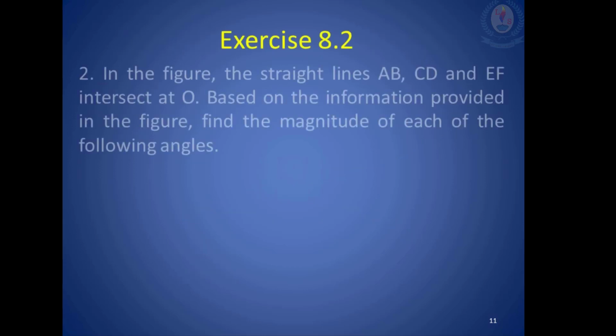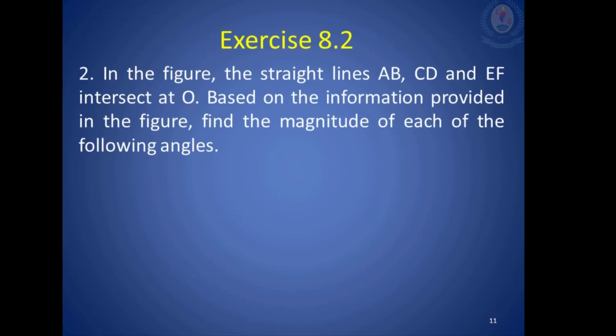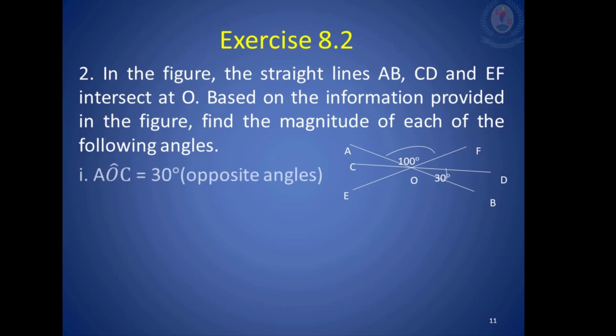Exercise 8.2, question number 2. In the figure, the straight lines AB, CD and EF intersect at O. Based on the information provided in the figure, find the magnitude of each of the following angles. Part 1. Angle AOC.